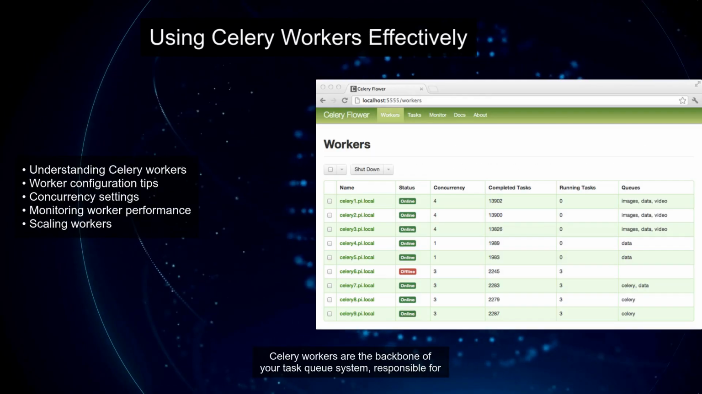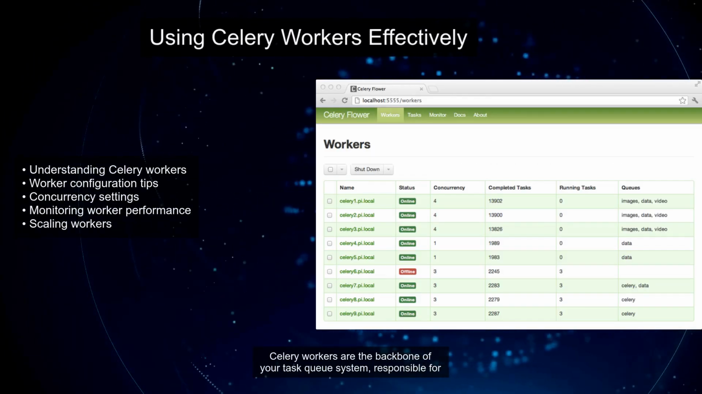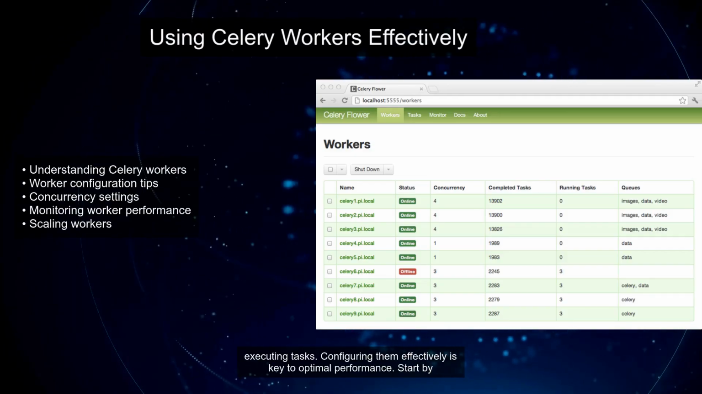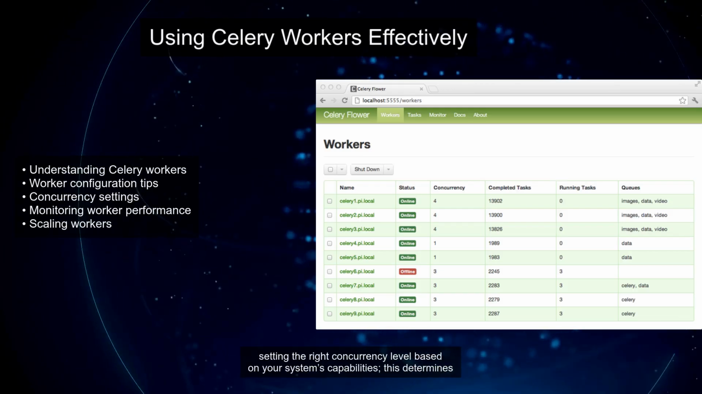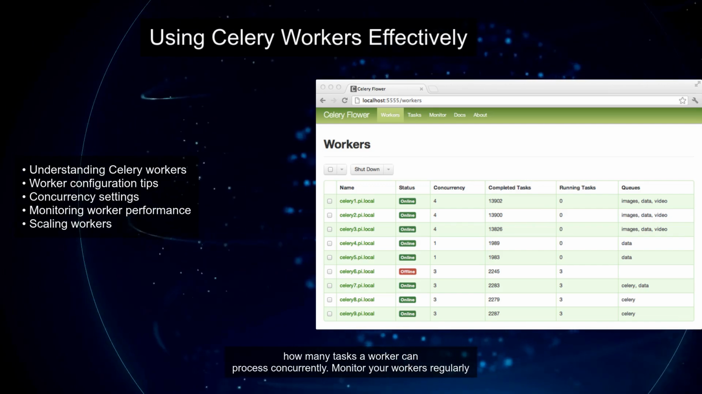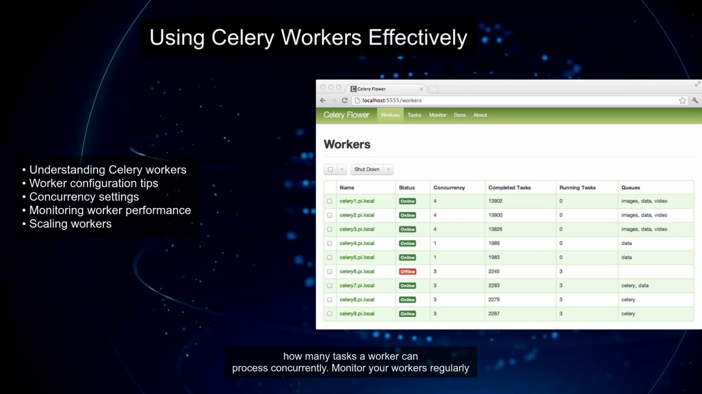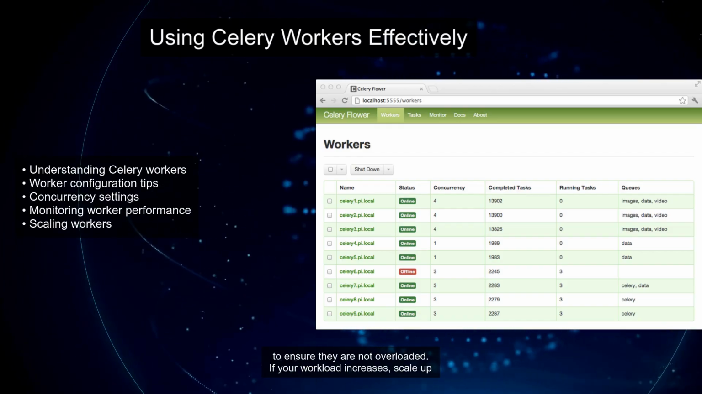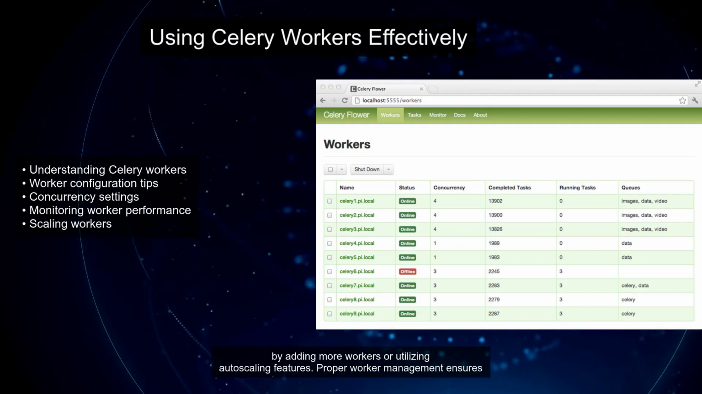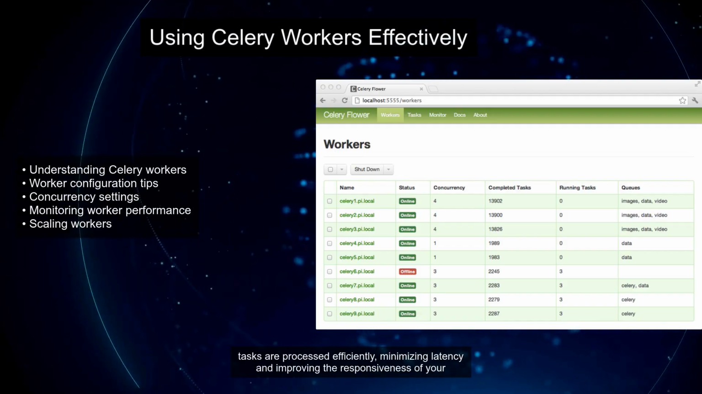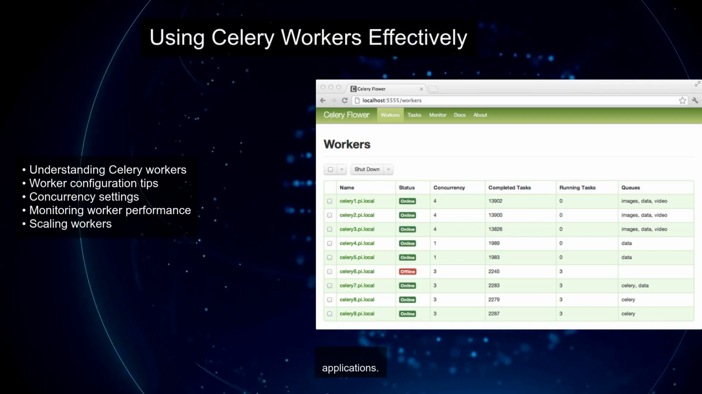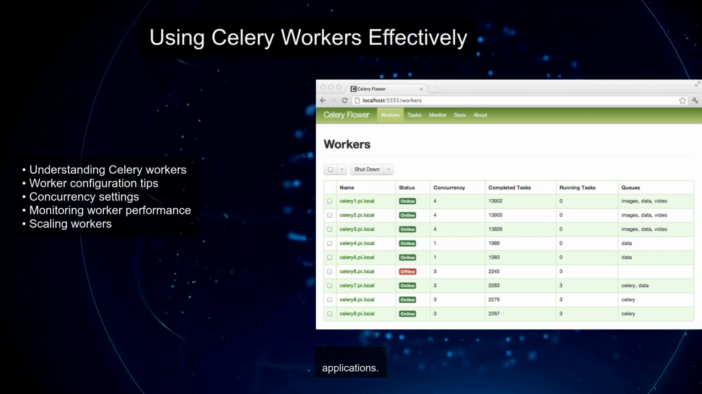Celery workers are the backbone of your task queue system, responsible for executing tasks. Configuring them effectively is key to optimal performance. Start by setting the right concurrency level based on your system's capabilities. This determines how many tasks a worker can process concurrently. Monitor your workers regularly to ensure they are not overloaded. If your workload increases, scale up by adding more workers or utilizing auto-scaling features. Proper worker management ensures tasks are processed efficiently, minimizing latency and improving the responsiveness of your applications.